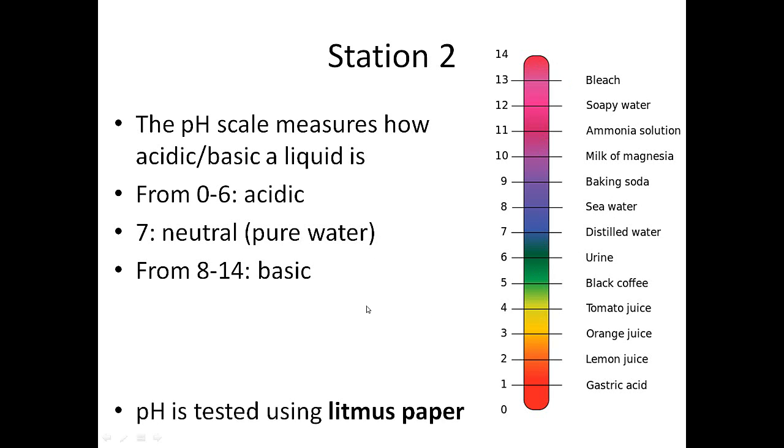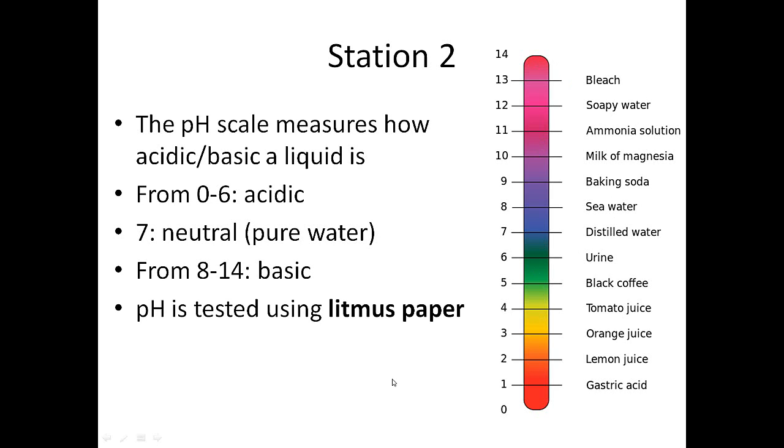pH can be tested with something called litmus paper. So at this point you should be at station number 2, and you should see some little containers that say litmus paper. You have red and blue and a couple different solutions. Listen to my instructions all the way through first before doing this, and then you can come back if you need to. You're going to pick a solution. There's a variety there. Pick whichever one you want.